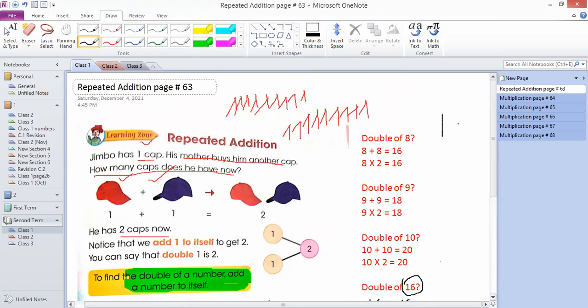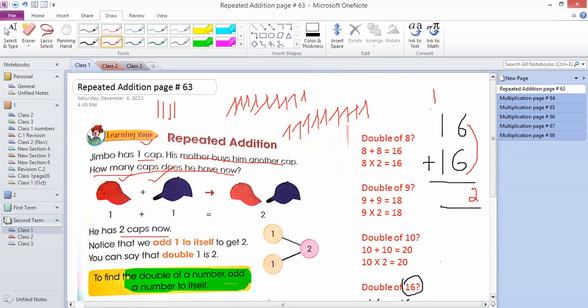So this is 16 and this is 16. Add it. Now add the ones first. 6 plus 6 equals what? 12. Very good. 12, 2 here.